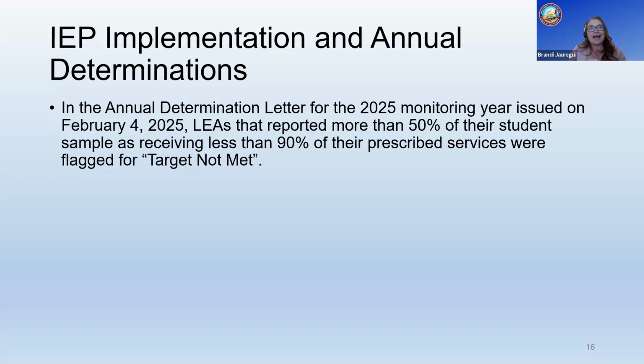LEAs were flagged as target not met if more than 50% of their student sample was marked in the bucket as receiving less than 90% of their prescribed services. And that is the way it will continue. So if more than 50% of your sample fell into that category, you were flagged as target not met. I think I'm going to pause here for some questions before Chris goes into the actual screenshots.